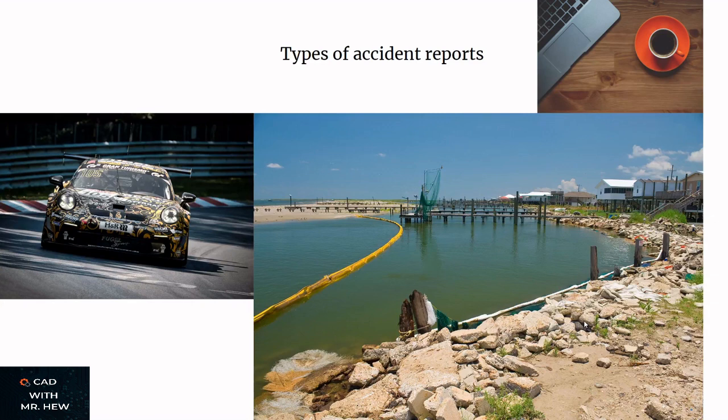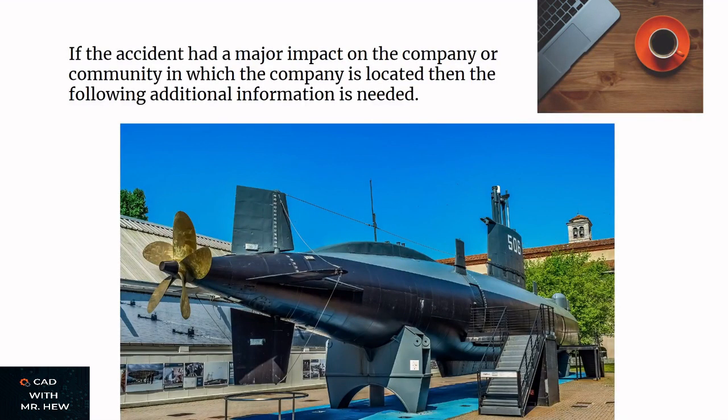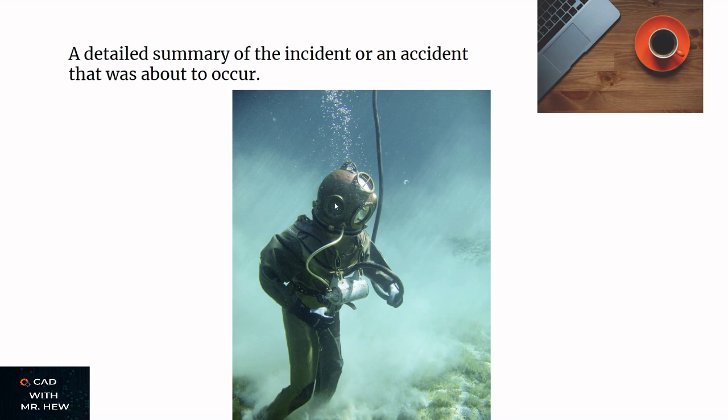That is the accident report document. If the accident had a major impact on the company or the community in which the company is located, then additional information will be needed in the document. The information that will be needed will be the detailed summary of the accident or an accident that was about to occur.